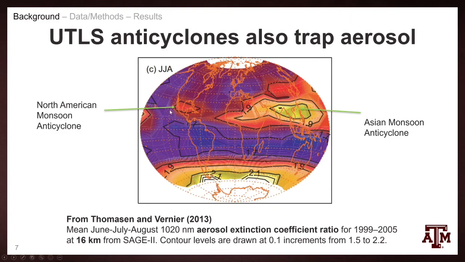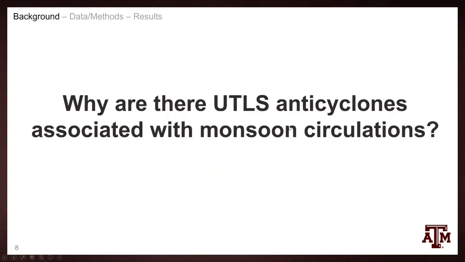So in the locations of the anticyclones, the North American Monsoon anticyclone, the Asian Monsoon anticyclone, it's obvious there is some elevated amounts of aerosol. So this is most likely deep convection bringing up polluted air or air rich with boundary layer aerosol into the UTLS. And because of the circulation from the anticyclones, air is being trapped inside.